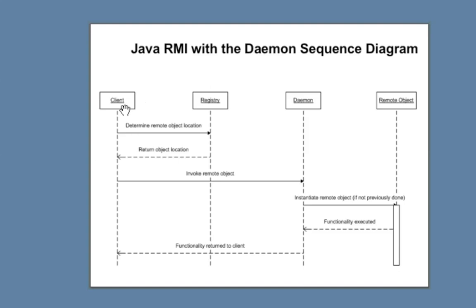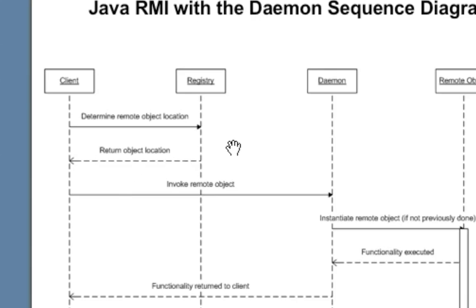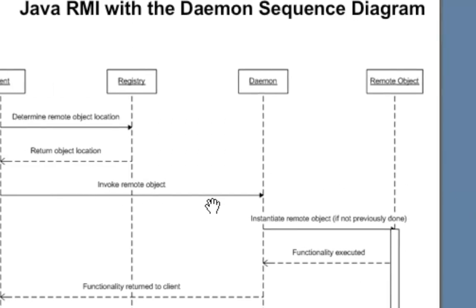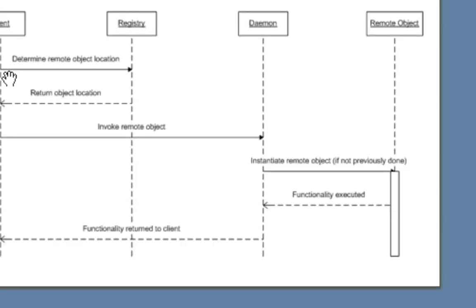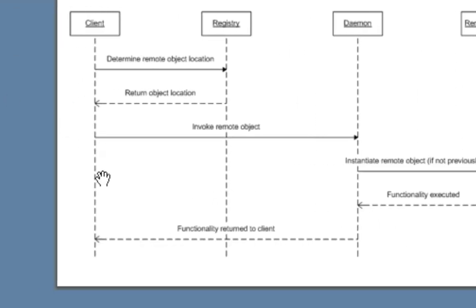So the client would send a message to the registry, same as before. In this particular example, it determines the remote object location. The registry sends a message back to the client. This is as far as we've gotten. Instead of going directly to the remote object, it would go to the daemon. The daemon that was running in the background would go out and find the remote object that's running out there and serve it back. The daemon actually returns the functionality back to the client.